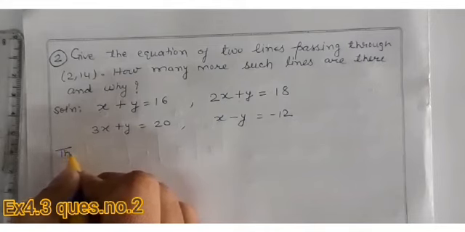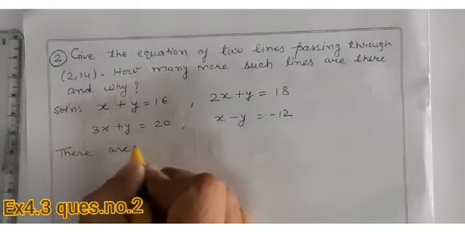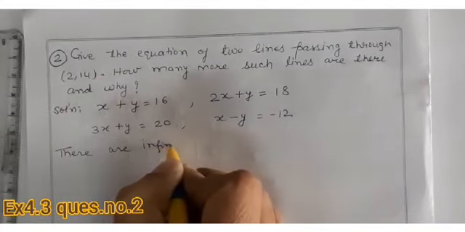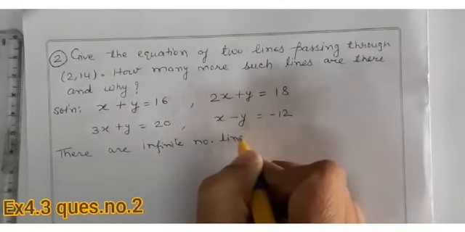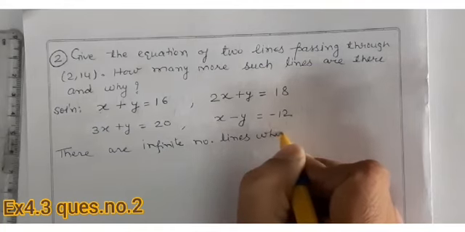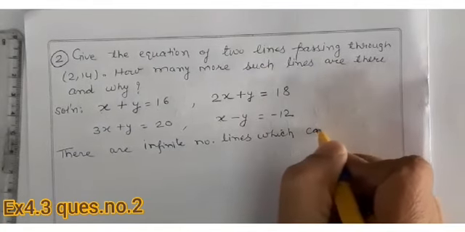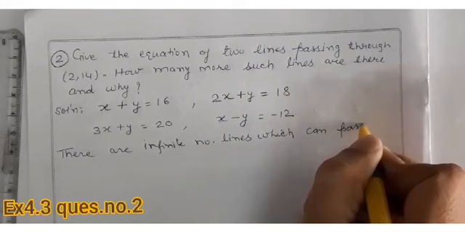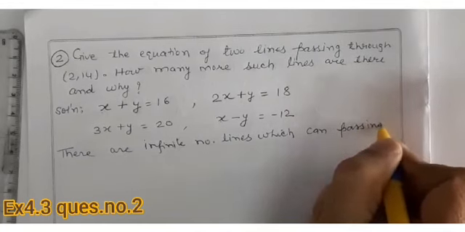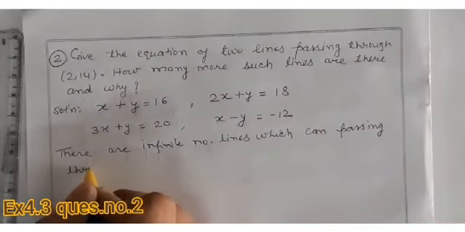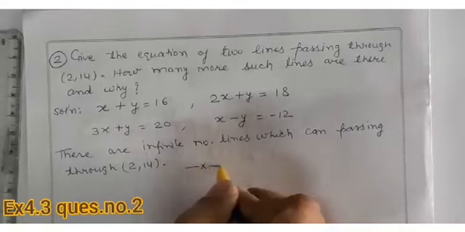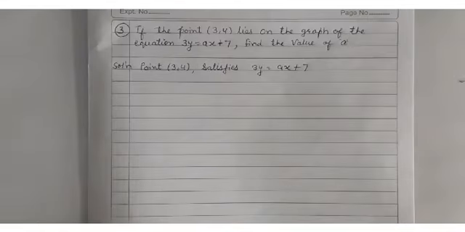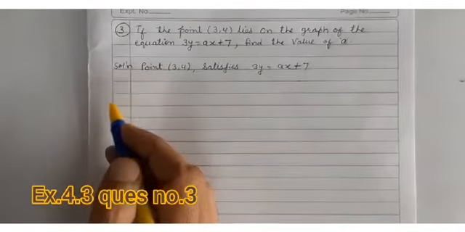There are infinite number of lines which can pass through 2 comma 14. This is your answer. Yes, come on, question number 3.